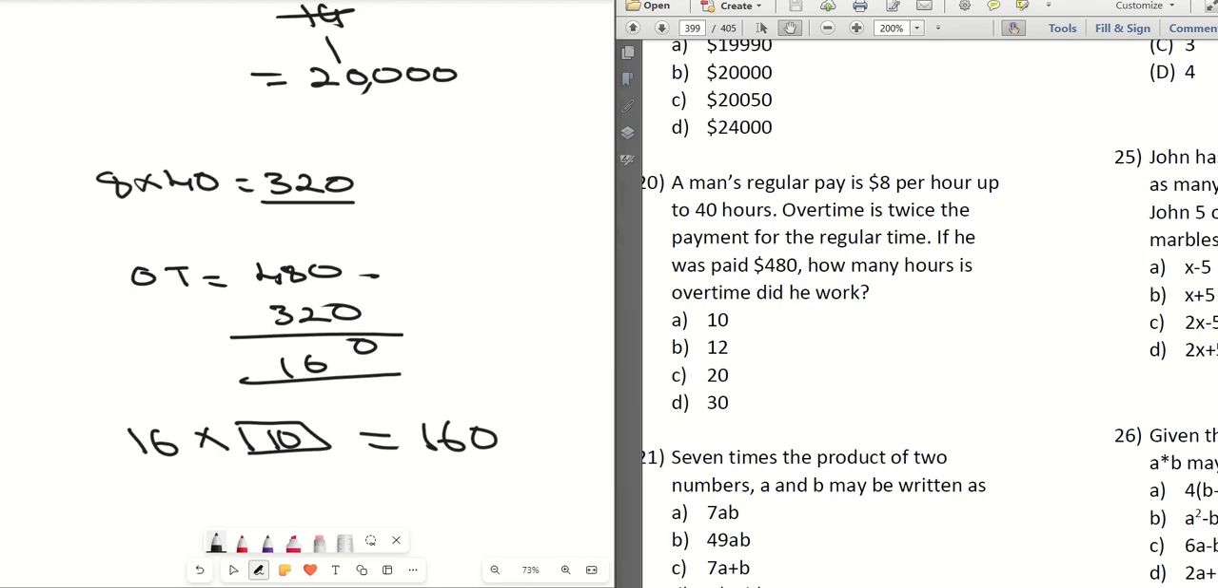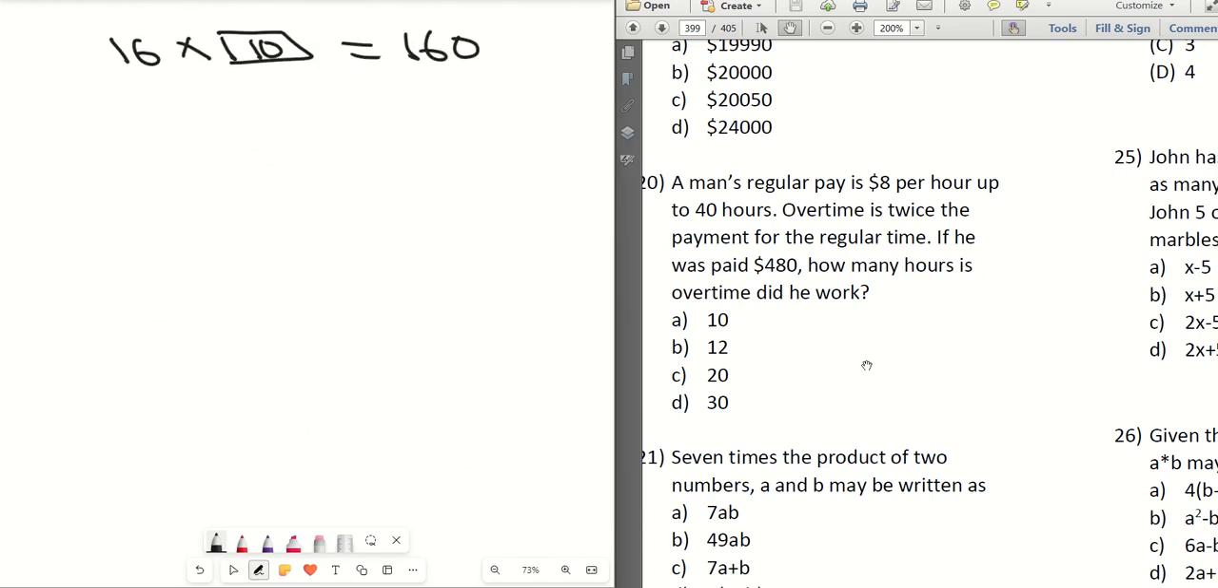The answer for number 20 is A. Again, for this question, we found out how much his regular pay is. We found out his overtime by subtracting the two. We know that if the overtime is twice the payment of regular time, that means it is $16 per hour. So that means 16 multiplied by some number of hours is 160. And you can just see it before you even work it out.